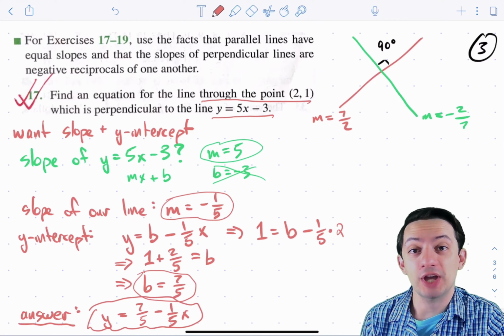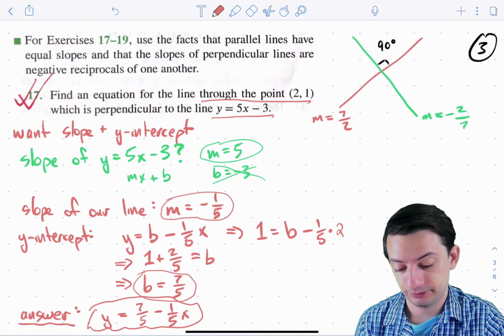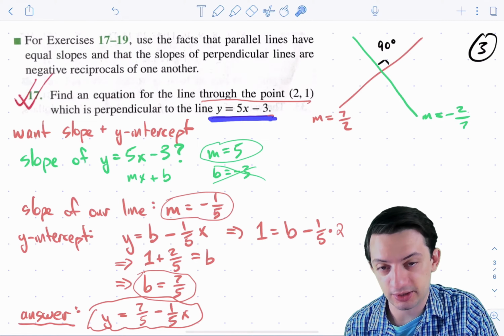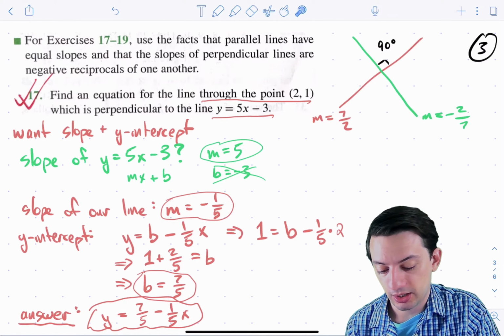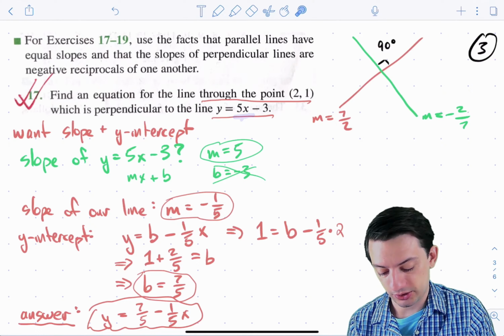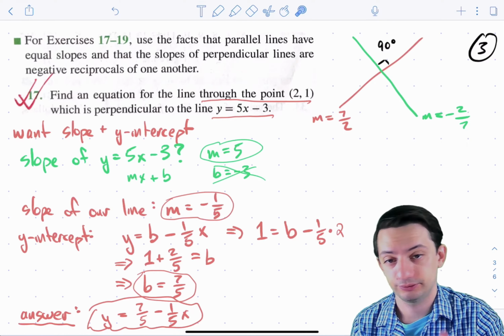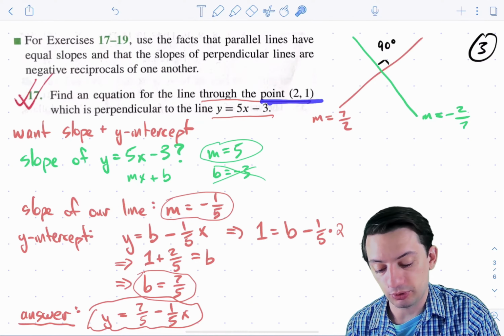Now again, we can check our answer very easily. So we had two conditions we had to satisfy. We needed to be perpendicular to this line. Well, let's make sure that worked. This had slope 5. Ours has slope negative 1/5, the negative reciprocal. So, okay, check. It also needed to be through the point 2, 1.